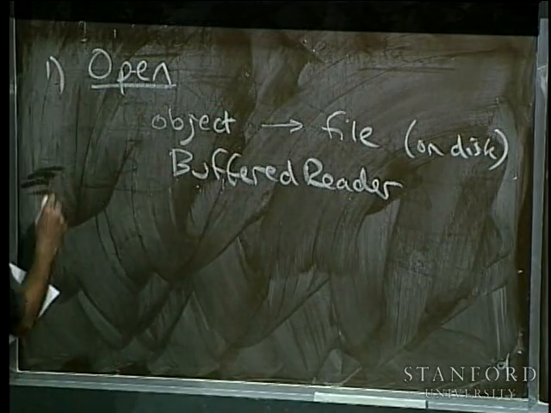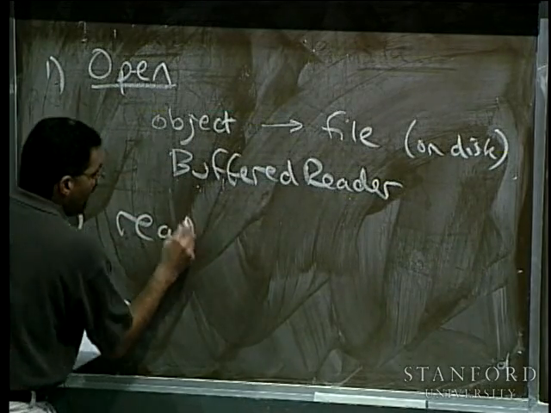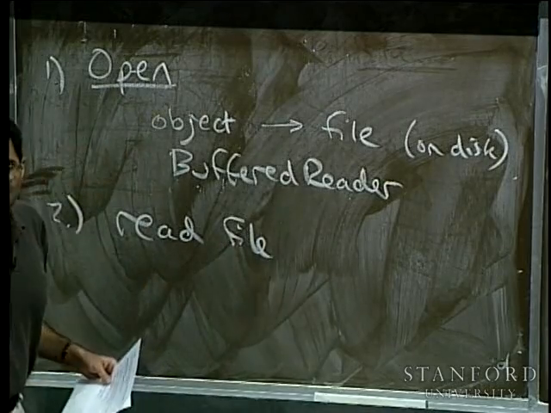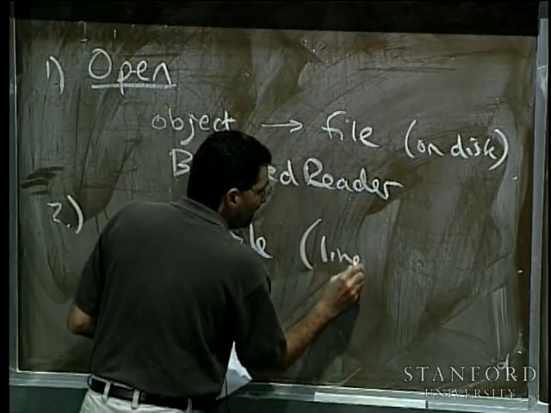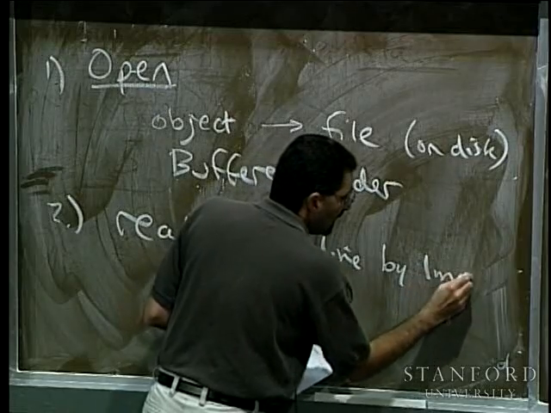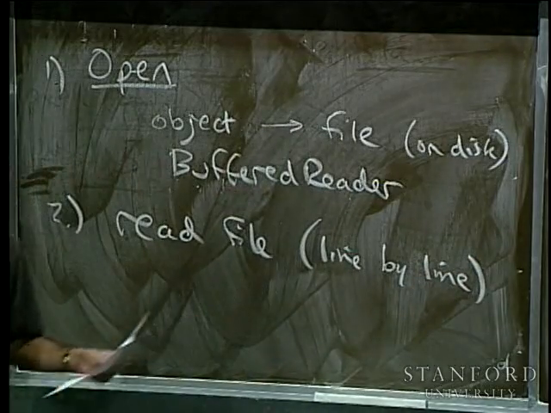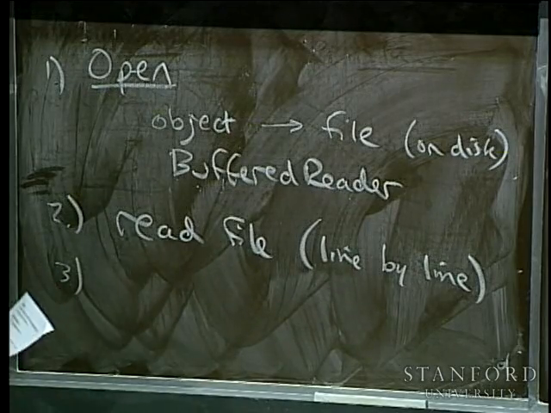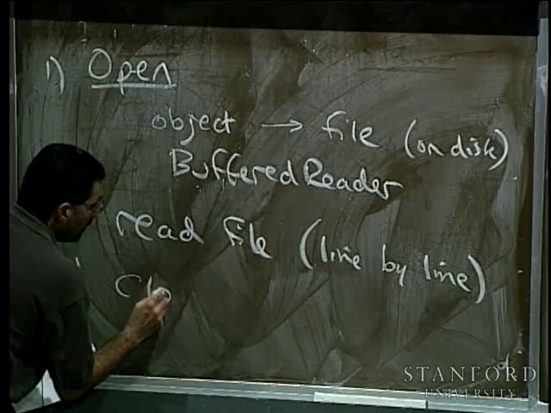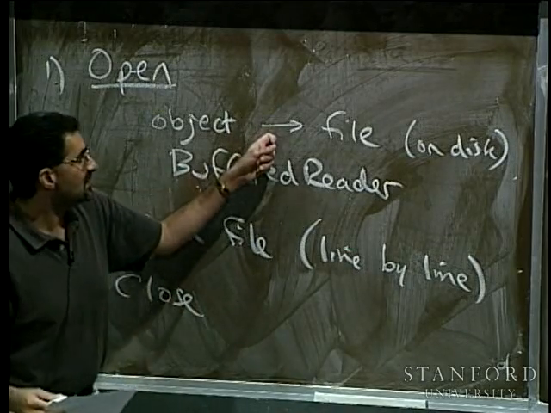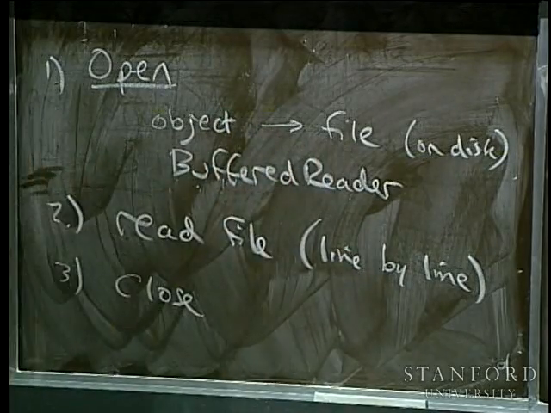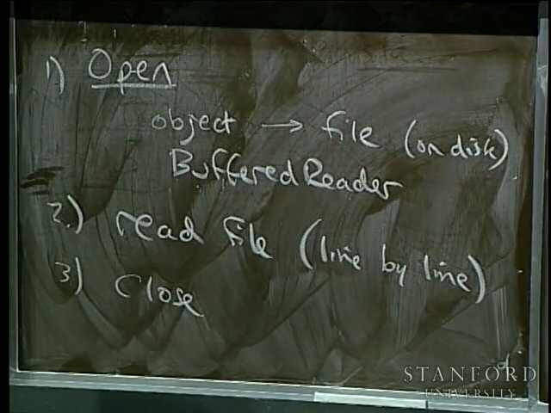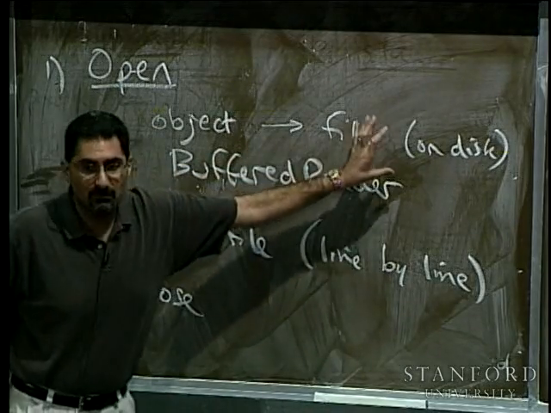Then the second thing you do is you basically read the file. There's multiple ways of reading the file, but we're going to focus on reading a file line by line until we've read as much of the file as we want, usually the whole file. And then the third thing you need to do is, because you opened the file, you need to close the file, which basically cuts this correspondence between the object and the file. It says, OK, I'm done with that file now. This object is no longer referring to that file.